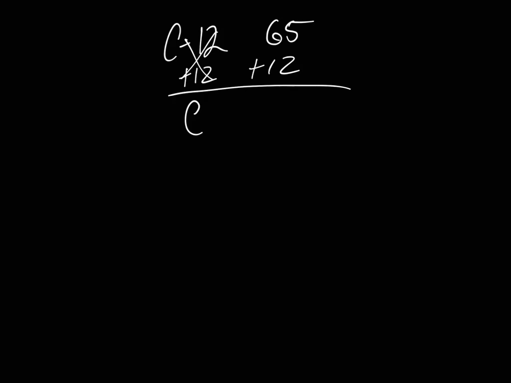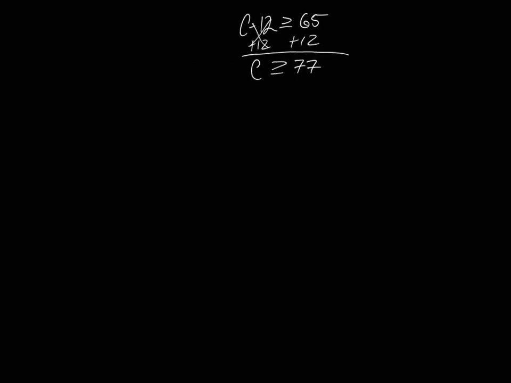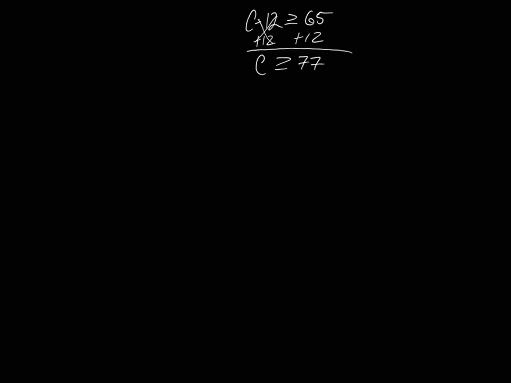Let's do greater than or equal to. I'm still in the mode of doing equations too. Anyway, 65 plus 12 is 77. So now what we have is C is greater than or equal to 77. And we're asked to graph this answer.